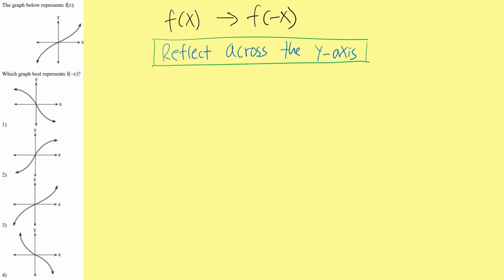In order to solve this, we must recognize that from f of x to f of negative x, this means you will reflect the graph across the y-axis. So let's highlight the y-axis. And if we reflect f of x, it'll look something like this. So this is f of negative x. The only answer choice that looks like this is answer choice 4, which is why the correct answer is answer choice 4.